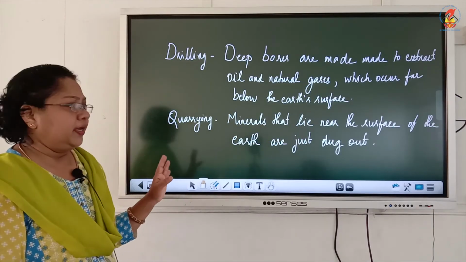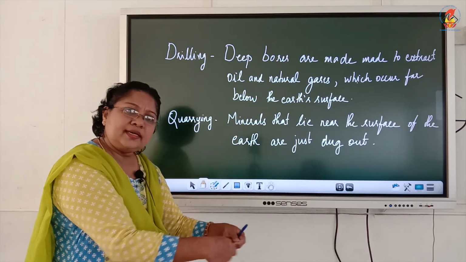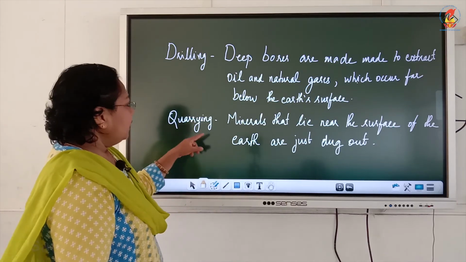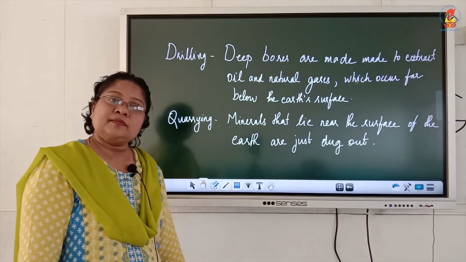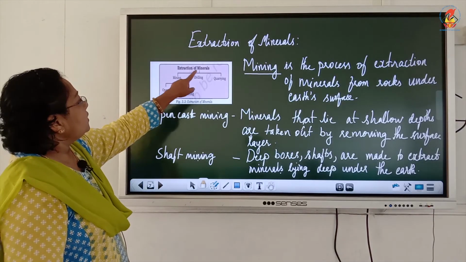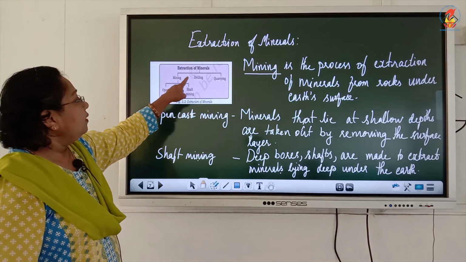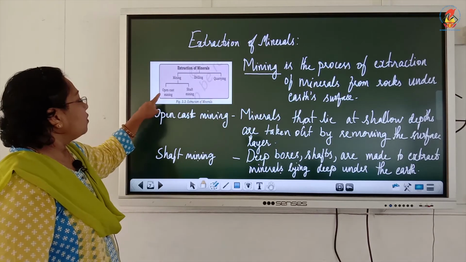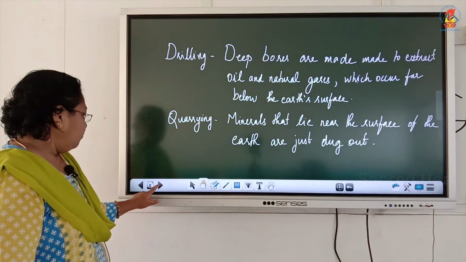Now coming to quarrying. Quarrying means minerals that lie near the earth's surface will just be dug out. That process is known as quarrying. So again, extraction of minerals is done by mining, drilling or quarrying. Mining is again classified into open cast mining and shaft mining.